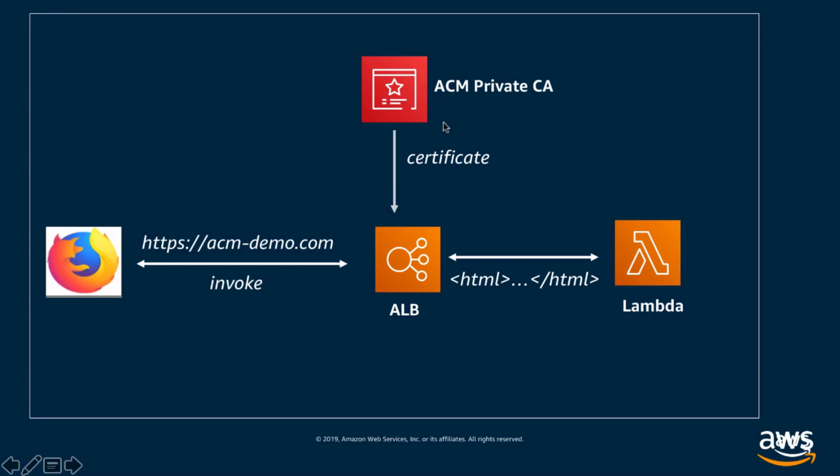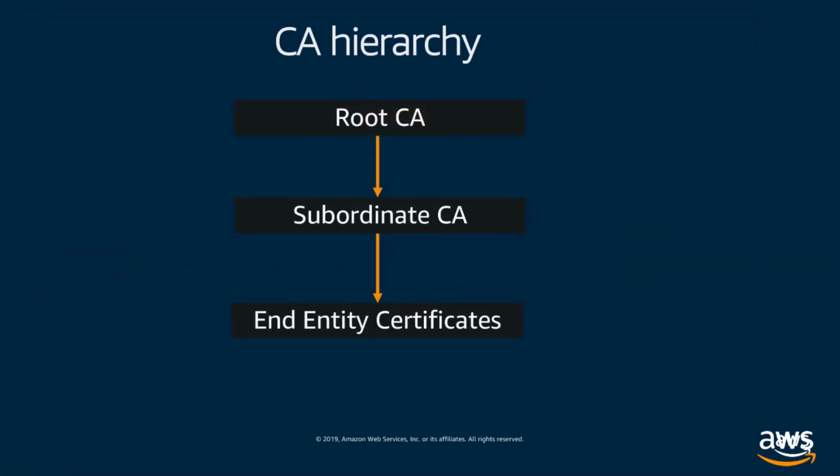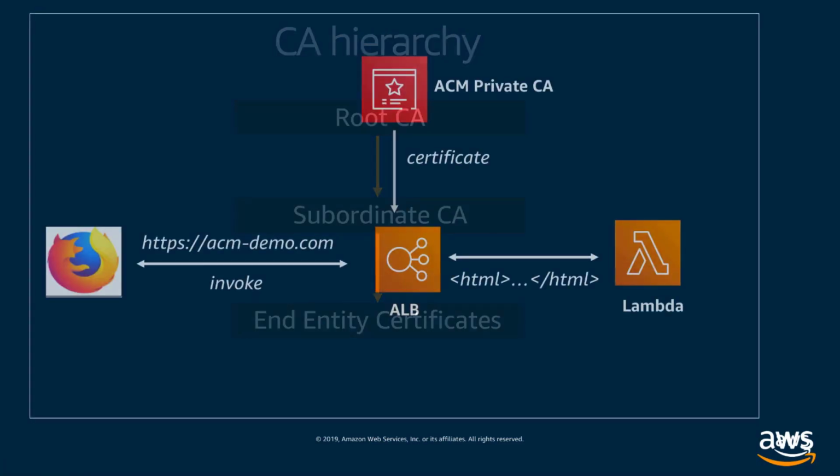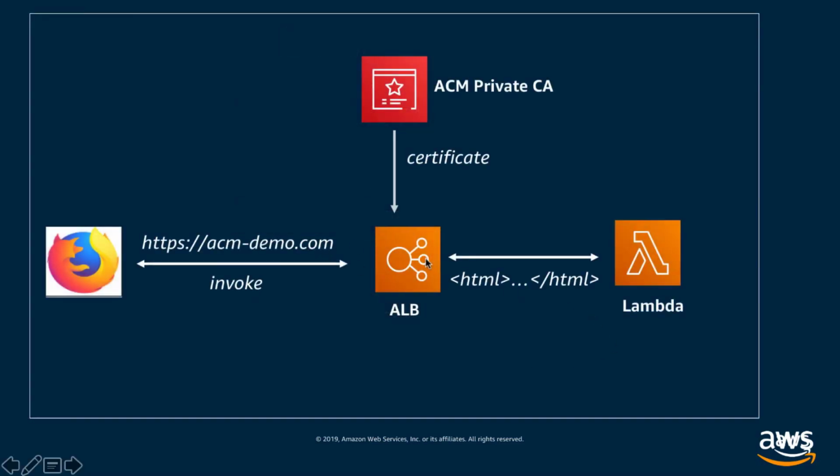The CA hierarchy that we will use for this demo is going to have two levels. One is the root CA and then the subordinate CA. The subordinate CA will issue an entity certificate that will go on the application load balancer.